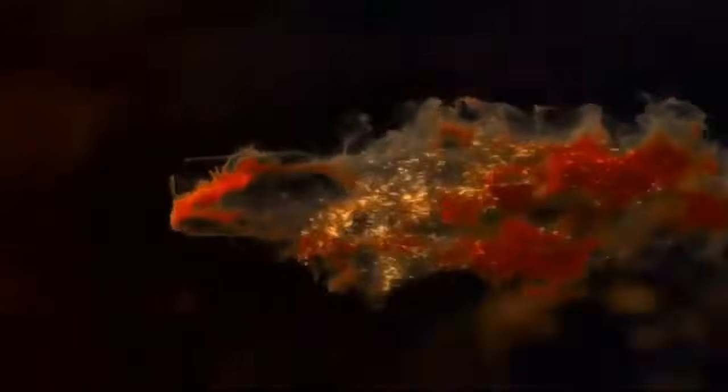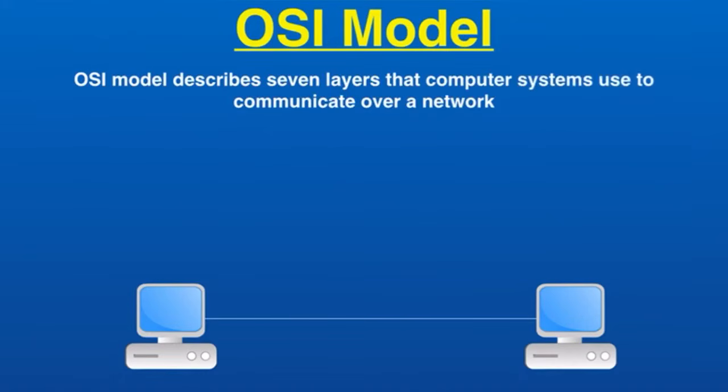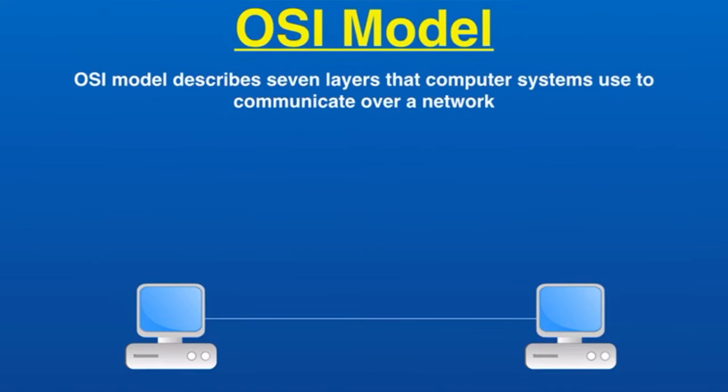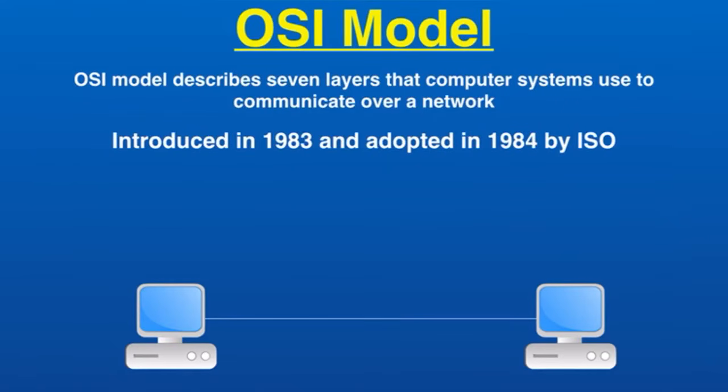Hello everyone. Today we are going to discuss an extremely important topic, the OSI model. The Open Systems Interconnection Model describes 7 layers that computer systems use to communicate over a network. It was the first standard model for network communications, accepted by all major computer and telecommunication companies. It was introduced in 1983 and adopted in 1984 by ISO as an international standard.